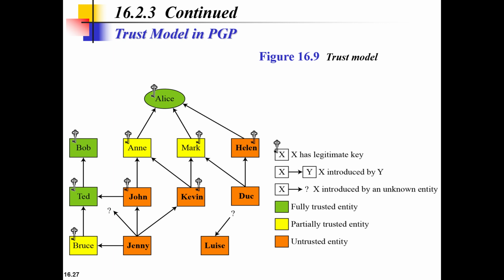Duke has sent two certificates to Alice, one signed by Mark and the other by Helen. Since Mark is half trusted and Helen is not trusted, Duke does not have a legitimate key. Jenny has sent four certificates, one signed by a half trusted entity, two by untrusted entities, and one by an unknown entity. Jenny does not have enough points to make her key legitimate. Lois has sent one certificate signed by an unknown entity. Note that Alice may keep Lois' name in the table in case future certificates for Lois arrive.